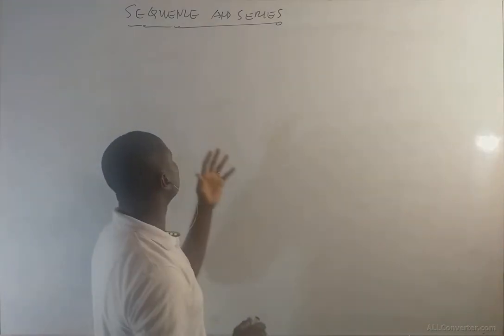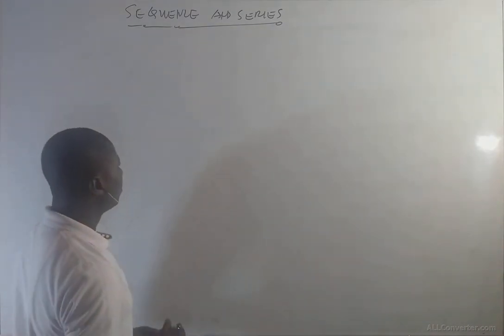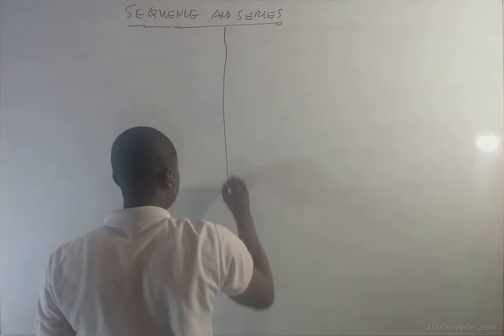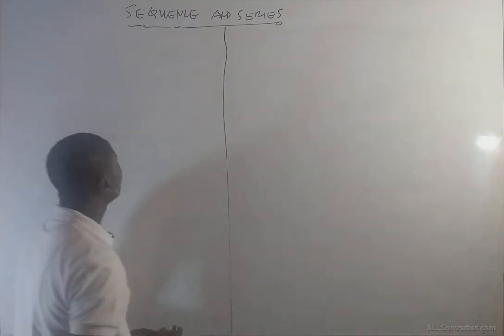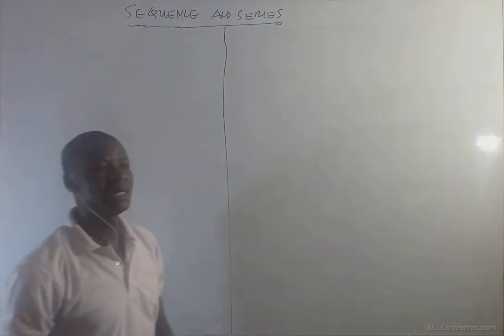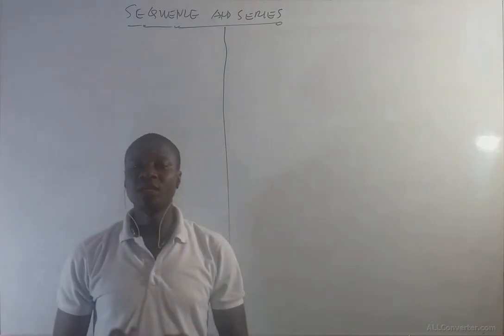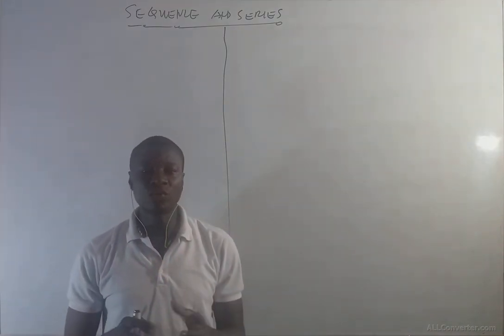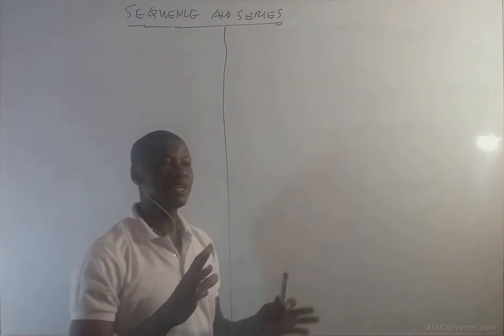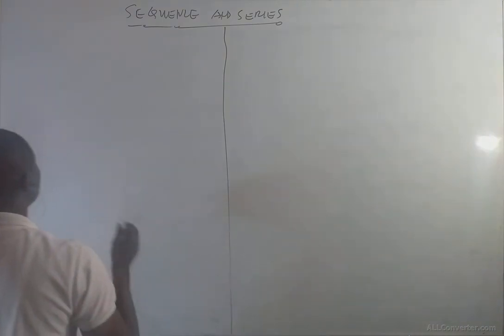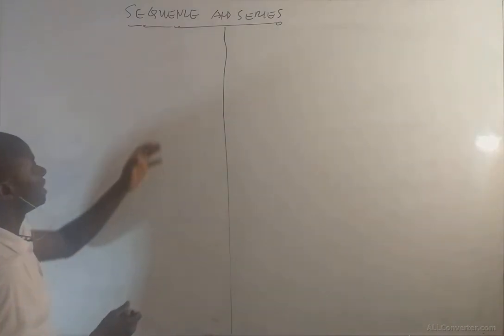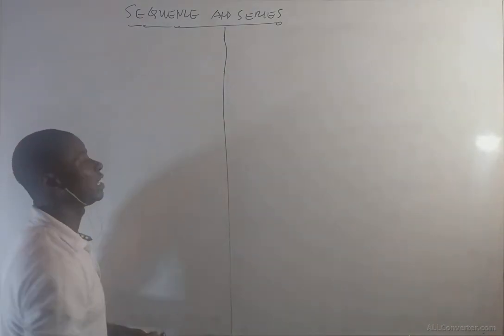Now, we are looking at sequence and series. And when we talk about sequence and series, what are we talking about? A sequence is the arrangement of numbers in a particular order. That is all. And when the terms of the sequence are added together, we have what we call the series. Now, I'm going to explain. First, we are saying that a sequence is the arrangement of numbers in a particular order.